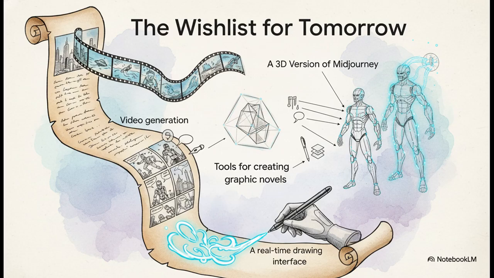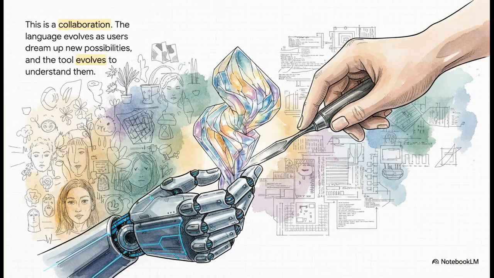And the ambitions for the future, they are huge. When you look at what people are asking for, you see a really clear path forward. They want to go from still images to video, from 2D to 3D models, and they want more intuitive, real-time ways to create. So when you step back and look at the whole picture, the story of AI art isn't just about a machine learning how to draw.